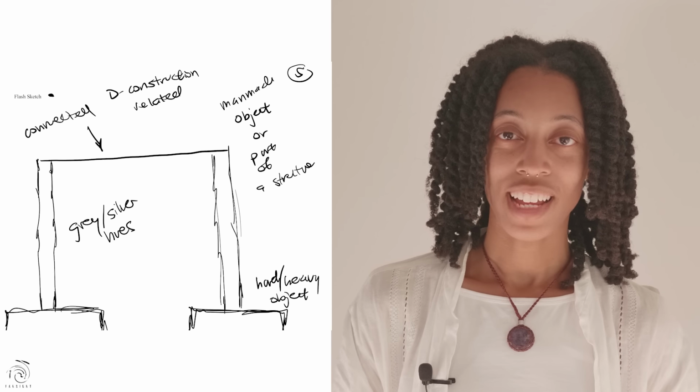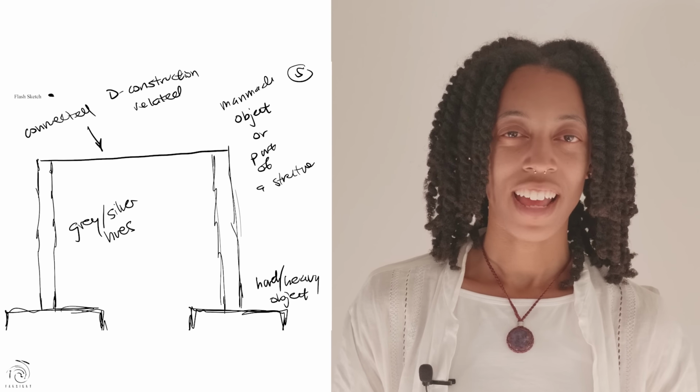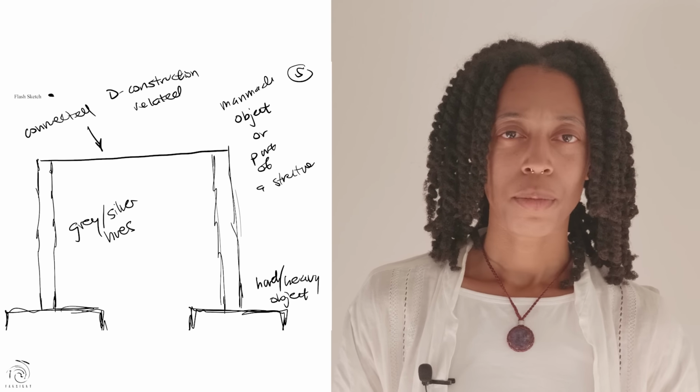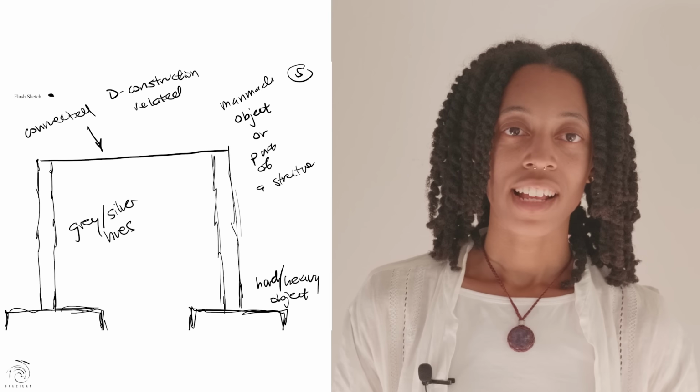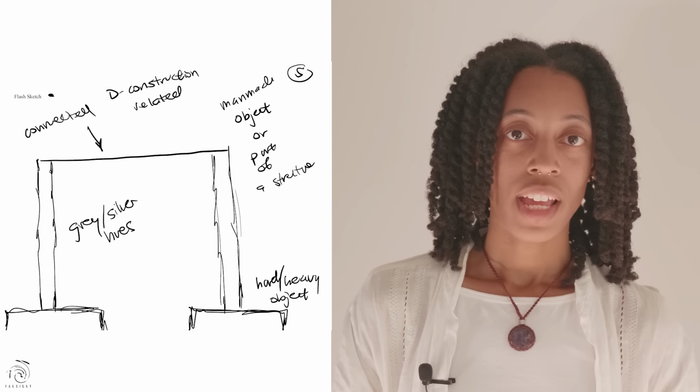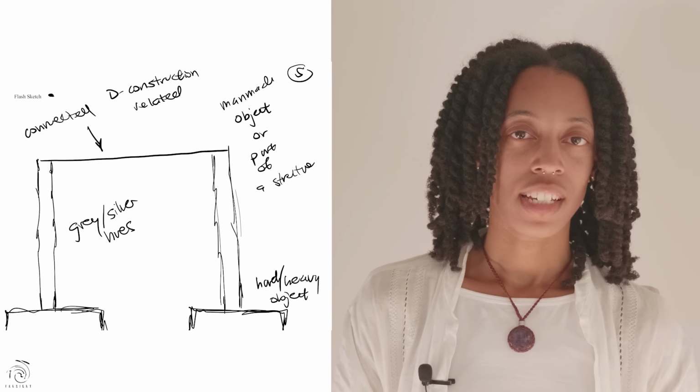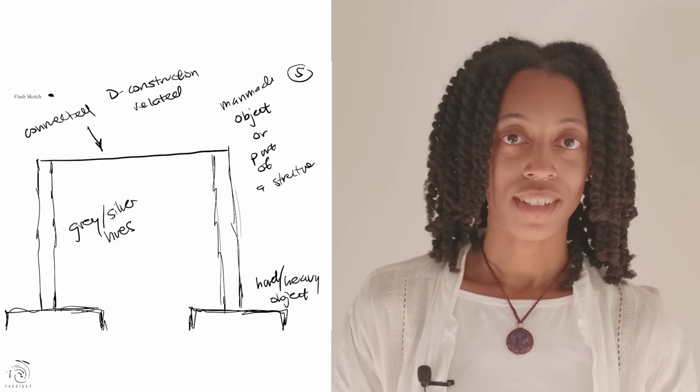For my first flash sketch, I have a hard, heavy man-made object or part of a structure. It has a gray and silver hue, and I've deducted this is a construction-related object.